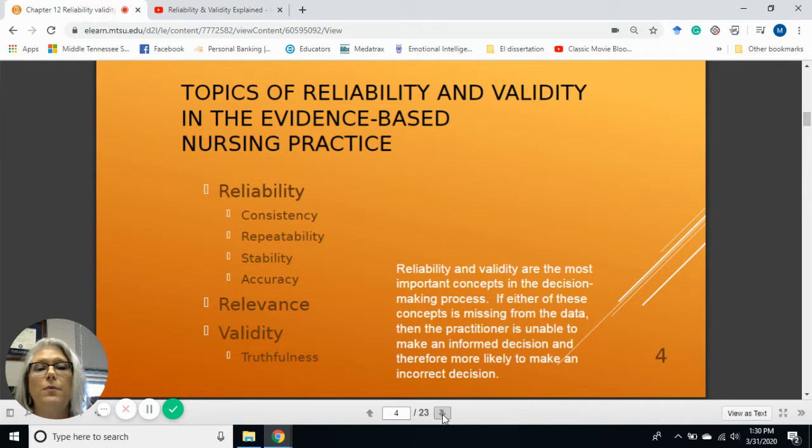So with evidence-based practice and research, evidence-based practice is an arm of research. Within reliability, or consistency of the tests that we're running, the repeatability of the test results, we have consistency, repeatability, stability, and accuracy. And accuracy is a function of reliability. The better the reliability, the more accurate the results, and we want that.